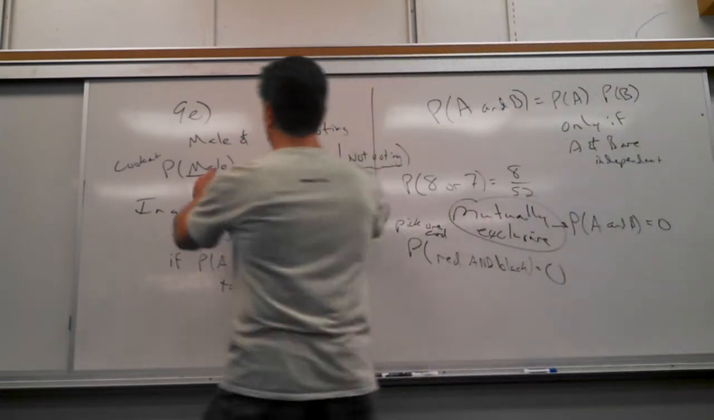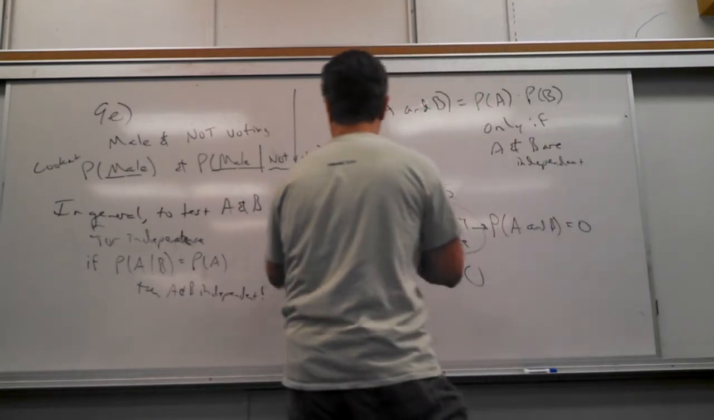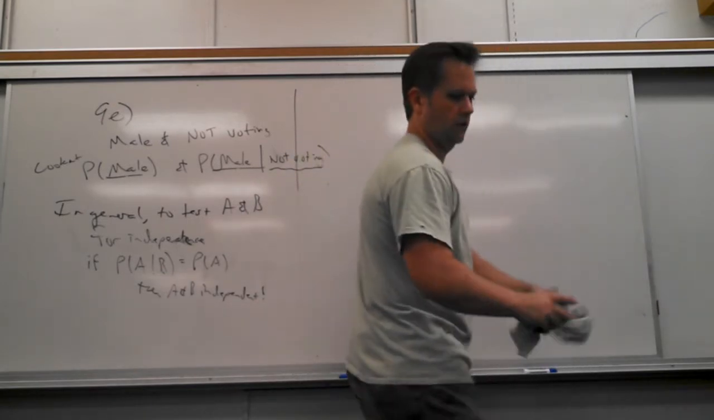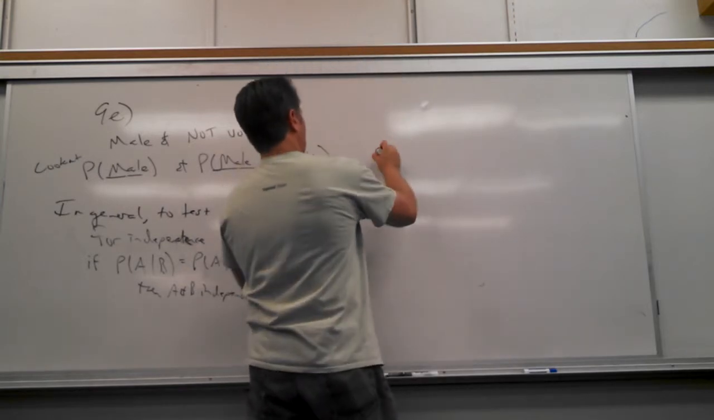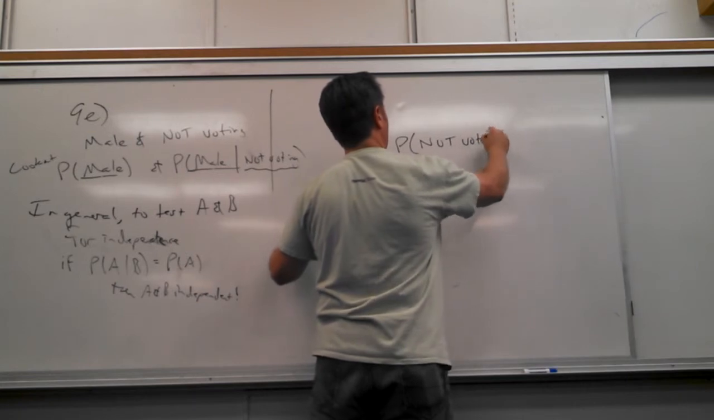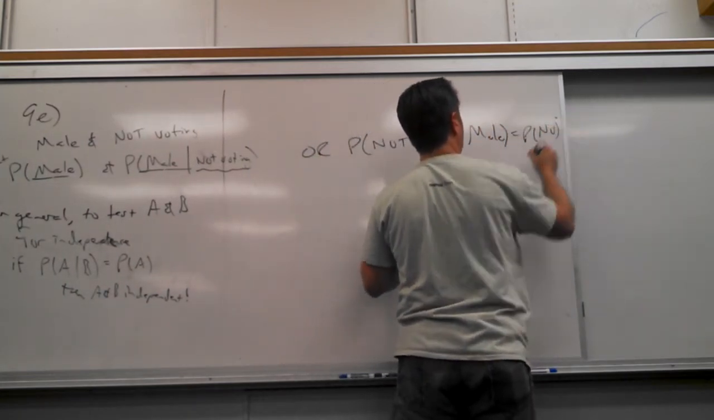To compare that to the probability that they won't vote, you can check it that way. So I can either check to see if male given not voting is the same as male, or I can check the other way around: the probability of not voting given male. Does that equal the probability of not voting?